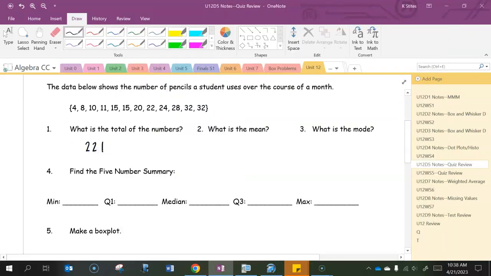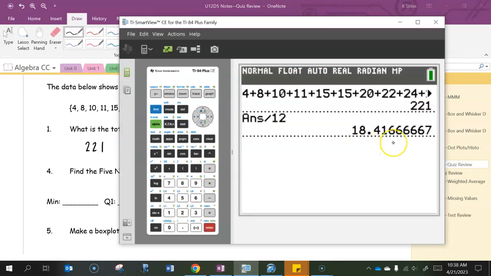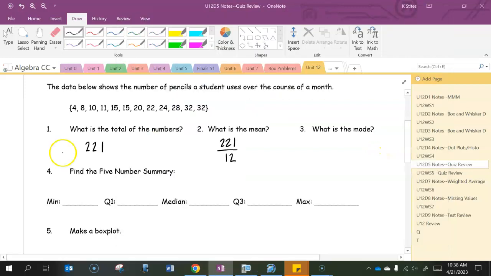So now I need to find the mean. So in order to find the mean, I just take my total, which is 221, divided by how many data points there are. So there are 1, 2, 3, 4, 5, 6, 7, 8, 9, 10, 11, 12. So I'm going to divide by 12. And if necessary, we round to the nearest hundredth. So this is 18.42 pencils.